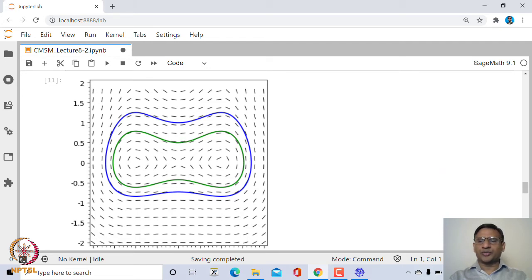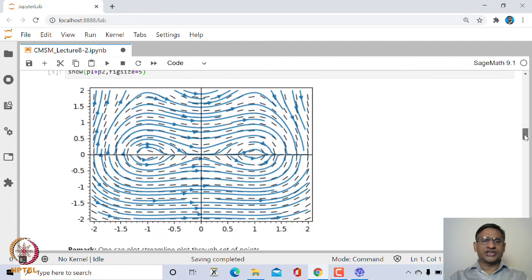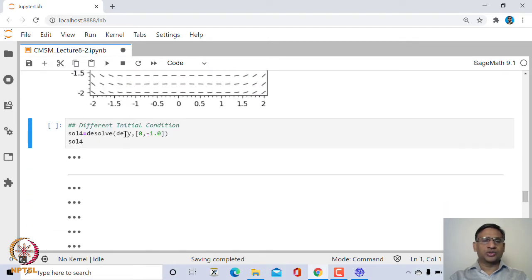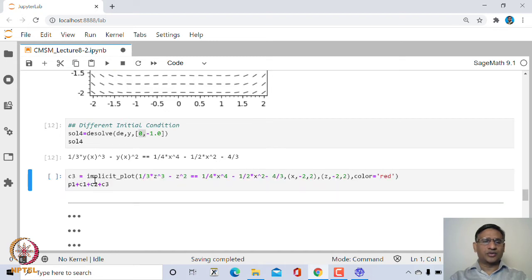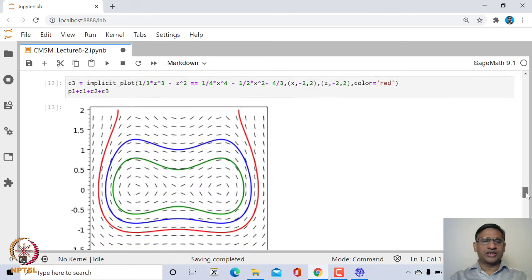So, several curves you can plot together, and you can see that these plots are exactly the same as what you got using the streamline plot, right. So, let us also add one more solution. Let us say when y at 0 is equal to -1, then how does the solution look? The solution is of this form, and if you plot the graph of all these solution curves together, this is how it looks.